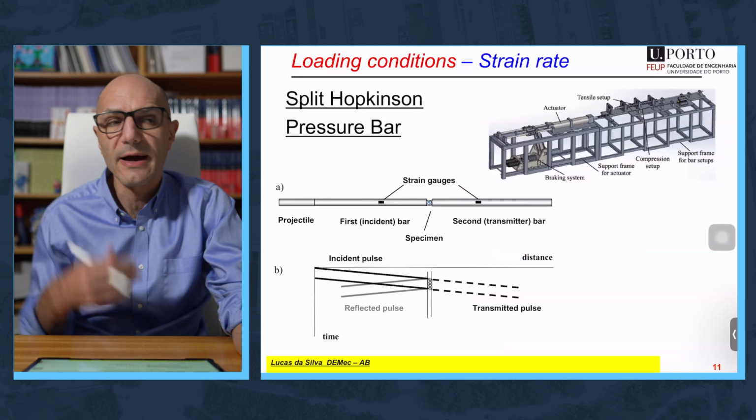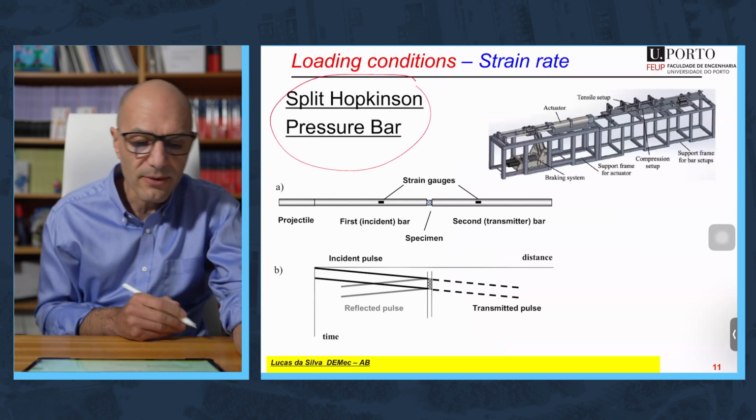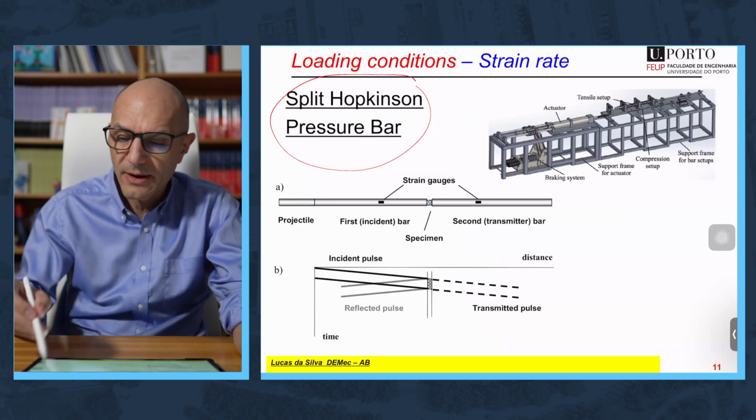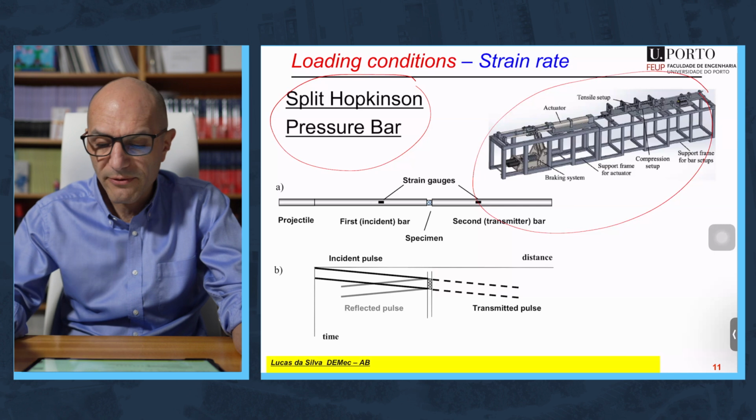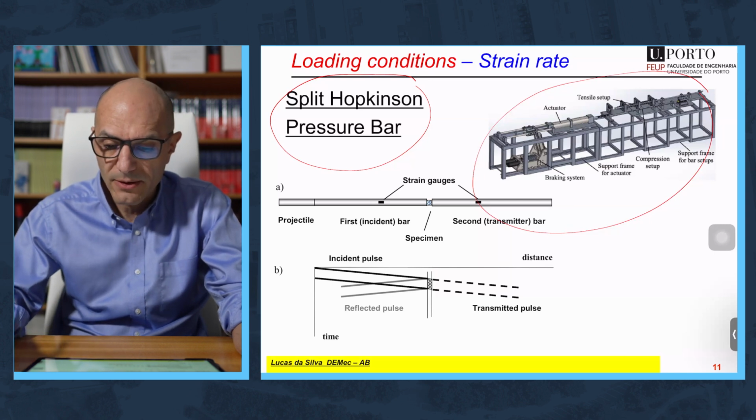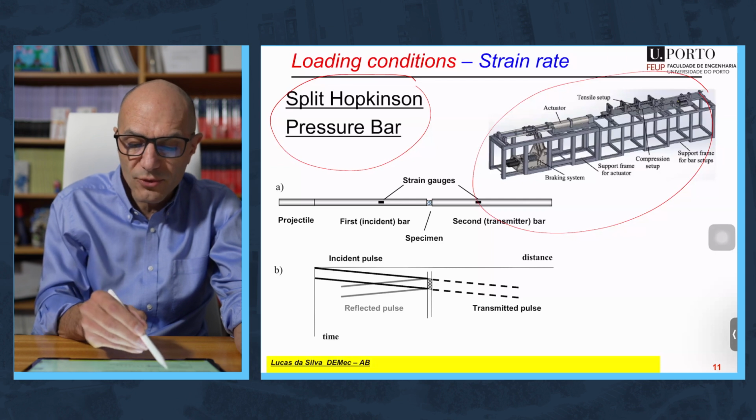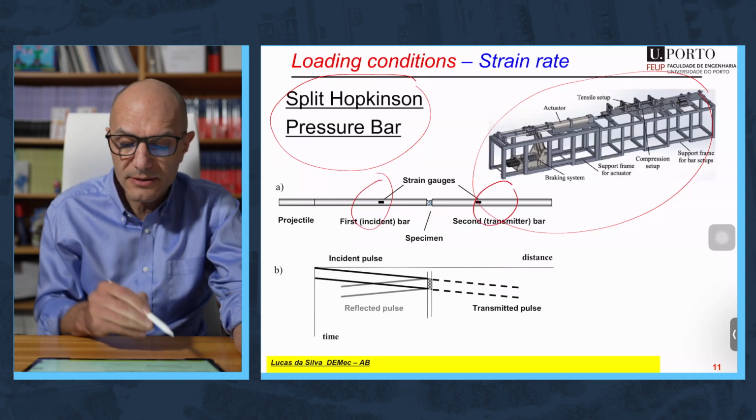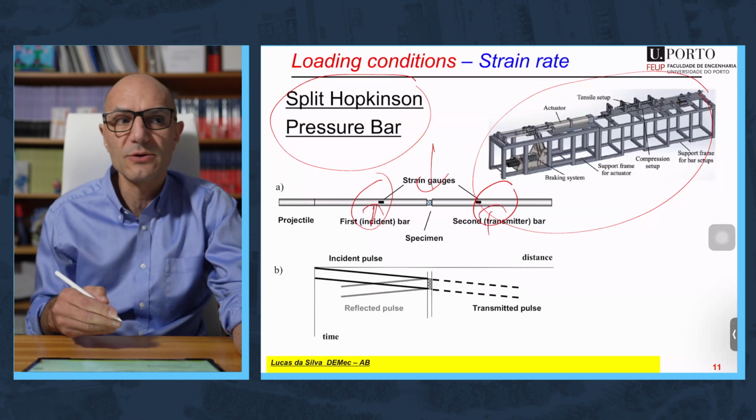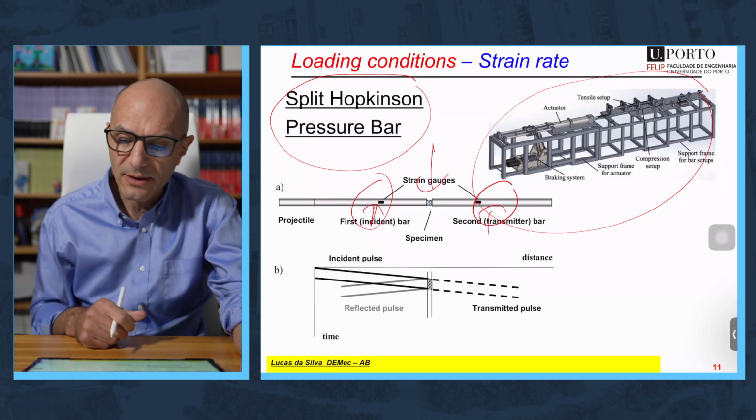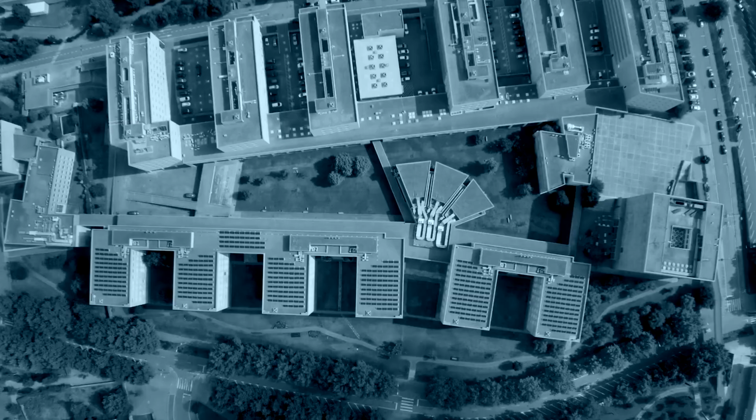If you want to go for higher test speeds, like a crash in a car or something like that, you can go for the split Hopkinson pressure bar. This is a special apparatus that is developed in the lab, not only for tension, but also for compression. You have basically two bars, an incident bar and a transmitter bar. The specimen is between, and with strain gauges you can measure the strain waves and obtain the stress-strain curve of the specimen.